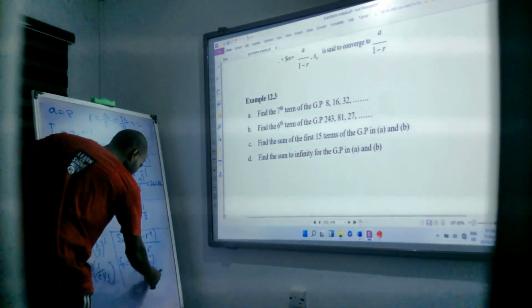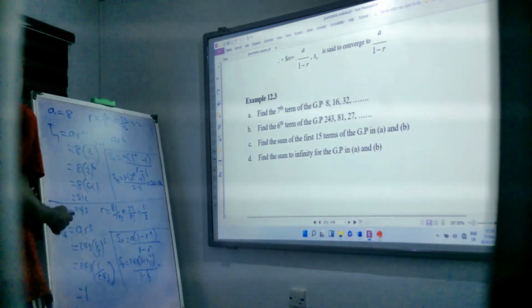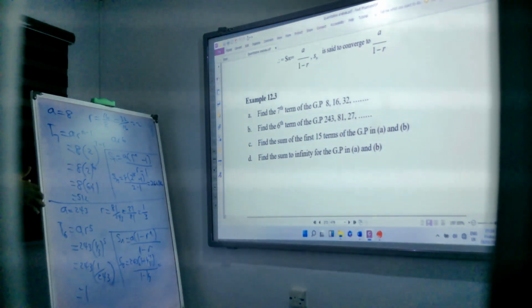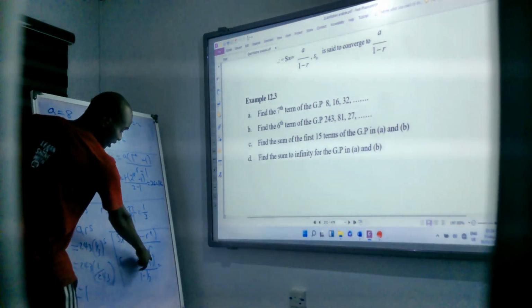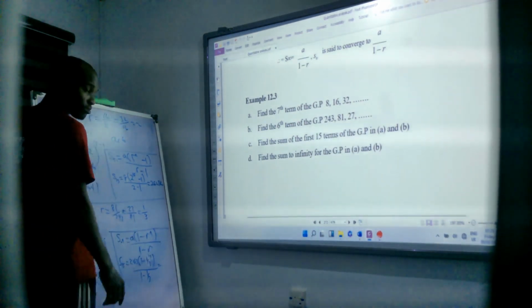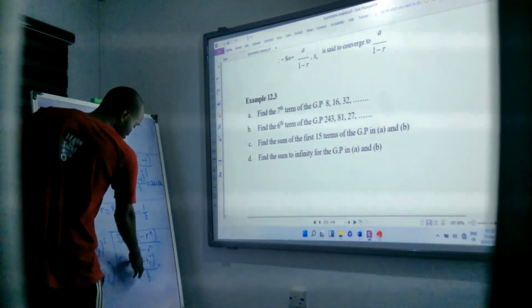1 over 3 raised to the power 15 over 1 minus 1 over 3. That will be equal to this. So I think you can do this. If you finish that up, you are a mathematician.